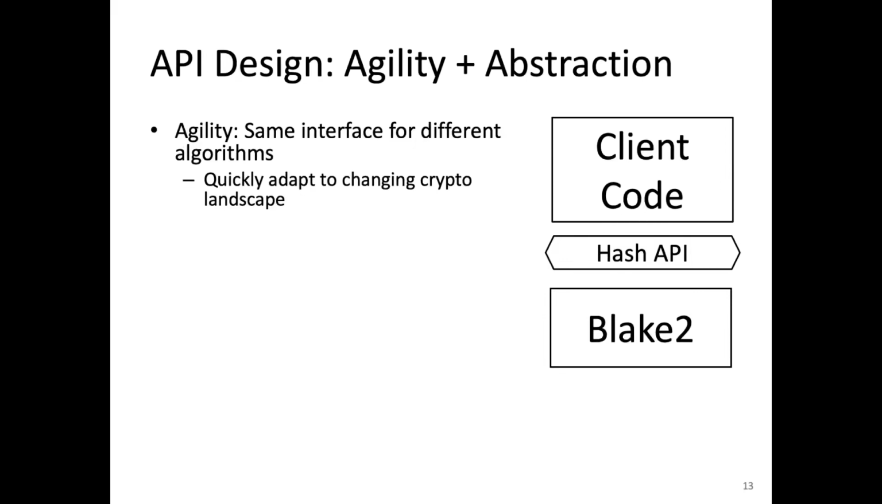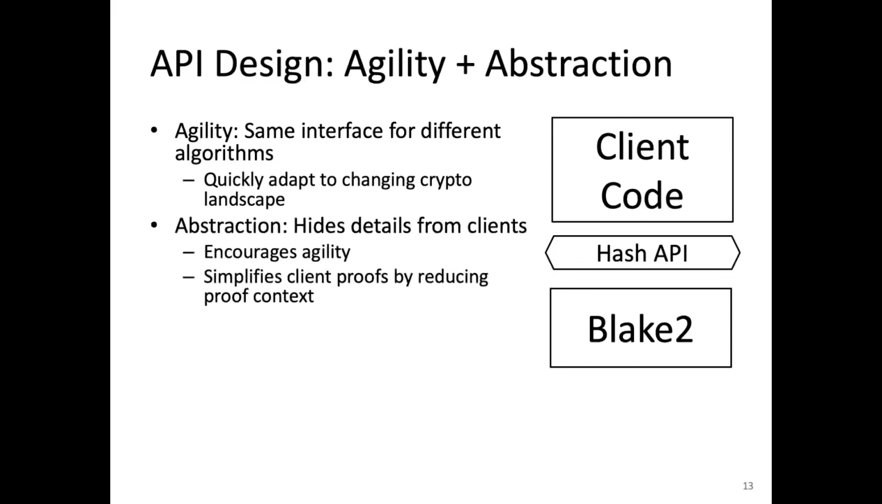Abstraction, on the other hand, hides as many details as possible from the client, both about internal code details as well as internal data representations. This ensures that clients will not rely on the specifics of any given algorithm, which means their code will work for any current or future hash function.